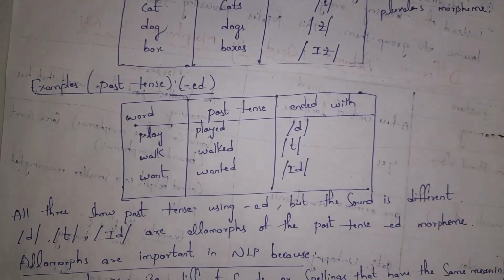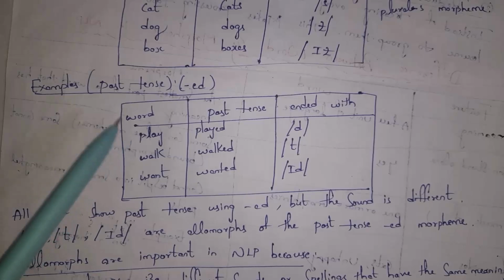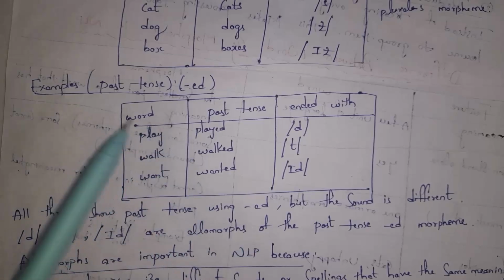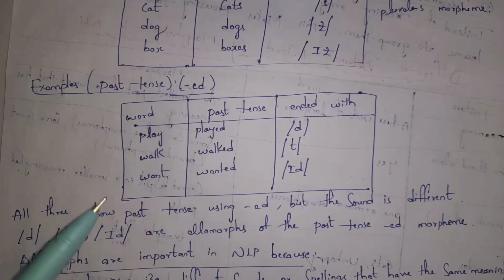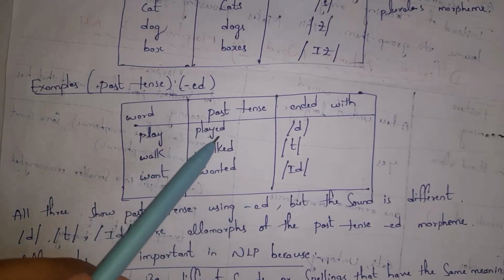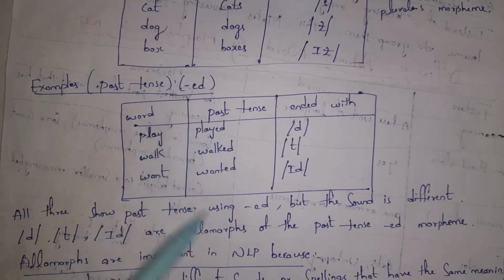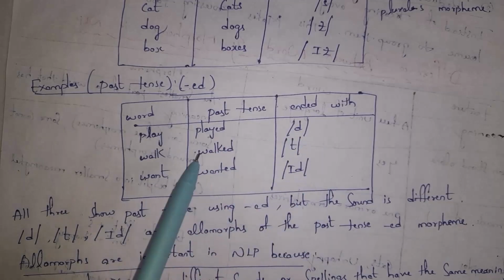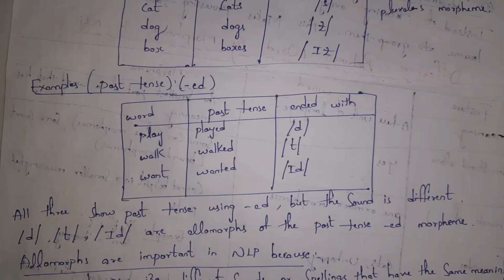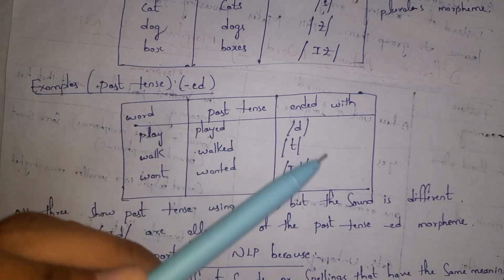For example, if you consider past tense, where play, past tense is played, and walk, past tense is walked, and want, past tense is wanted. So all these words belong to same word form. That is nothing but all these words end with ed. But pronunciation is different, like played ends with d, walked ends with t, and wanted ends with id. So we call this d, t, and id as allomorphs.